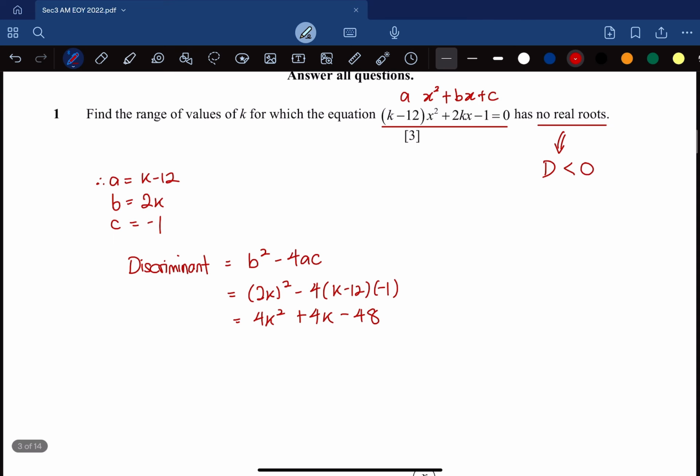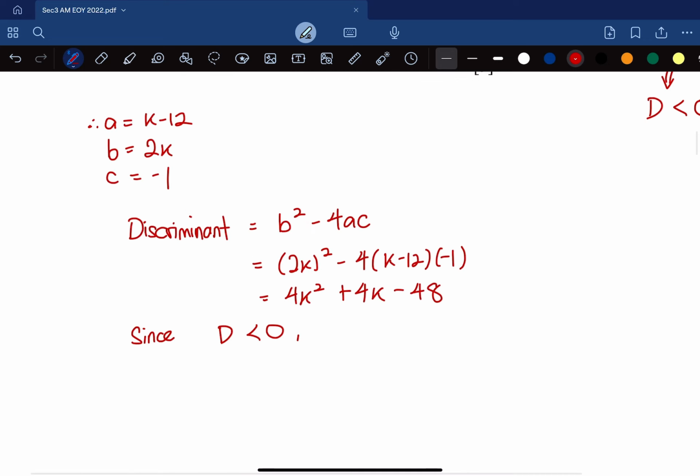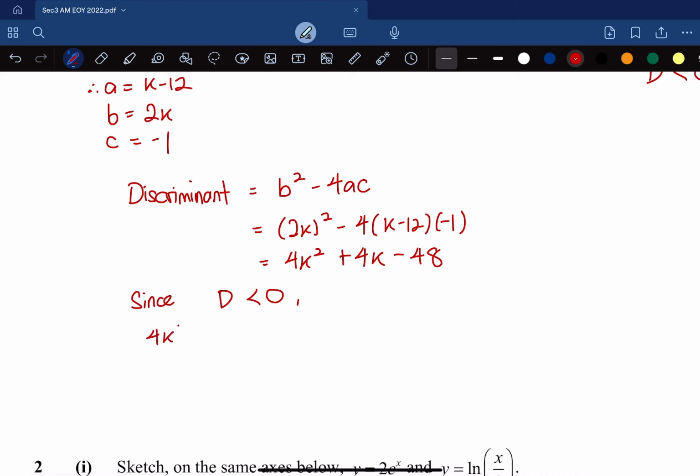And since they say that this equation has no real roots, the equivalent statement is that the discriminant is less than 0. I can therefore write 4k squared plus 4k minus 48 is strictly less than 0.